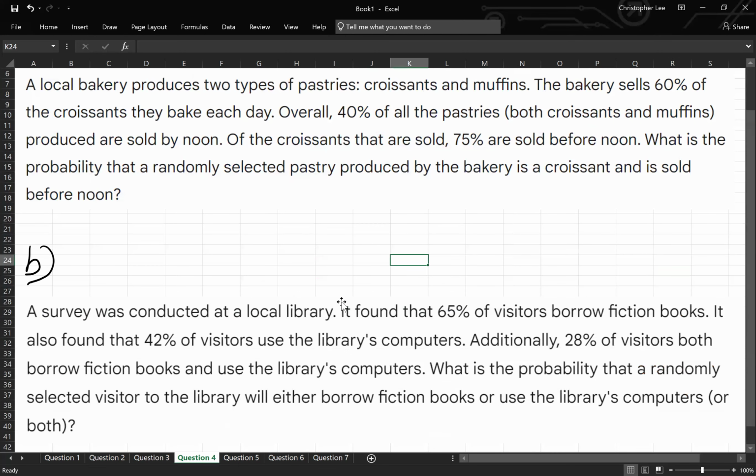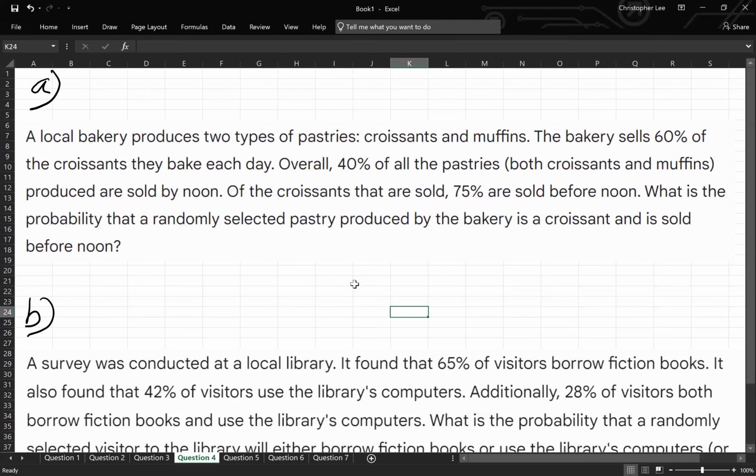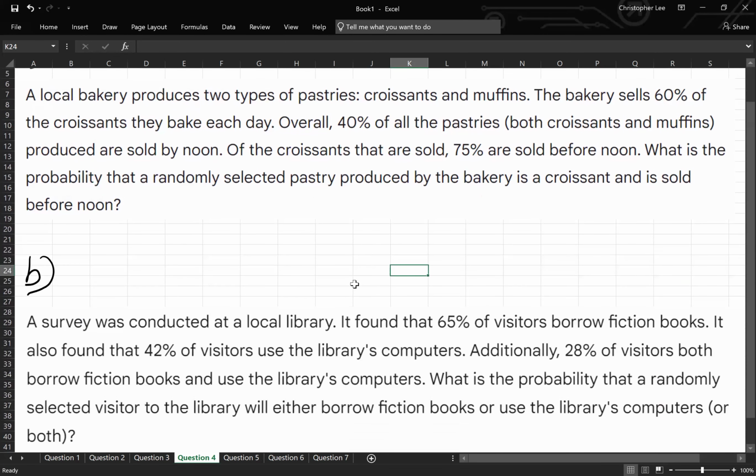All right, let's look at question 4. Oh, this is gonna be real simple right here. A local bakery produces 2 types of pastries, right? All right, I just saw Den of Thieves, right? Poisson. Yeah.